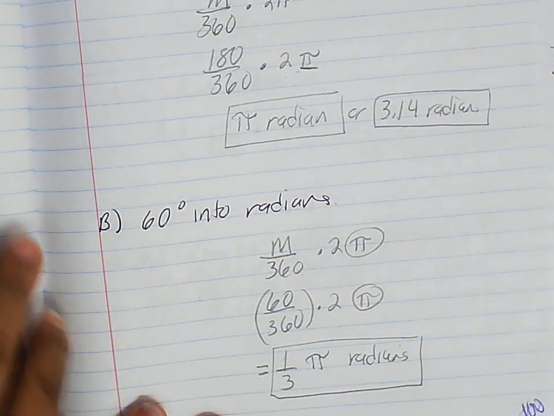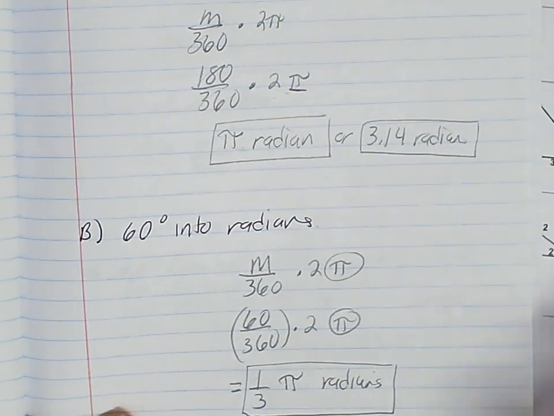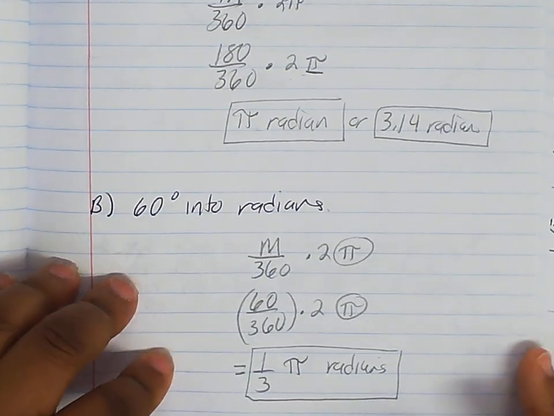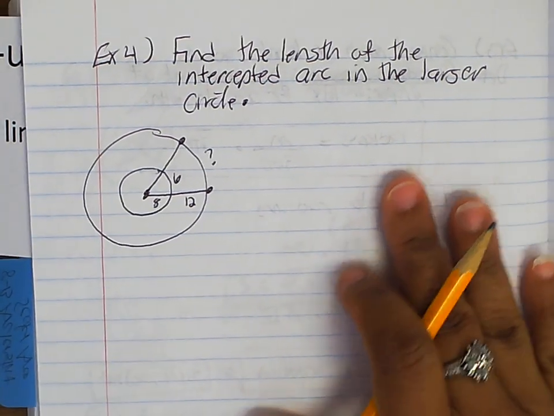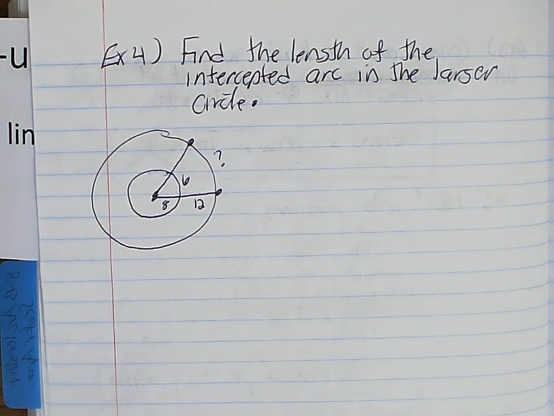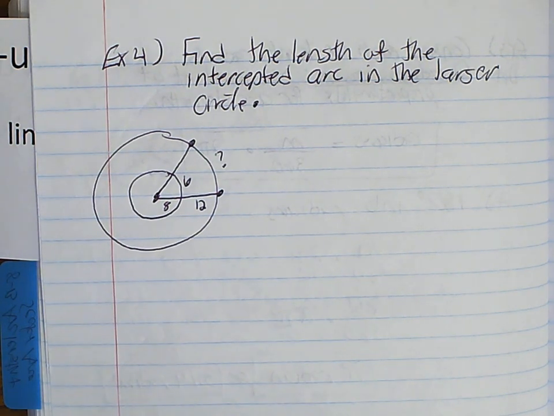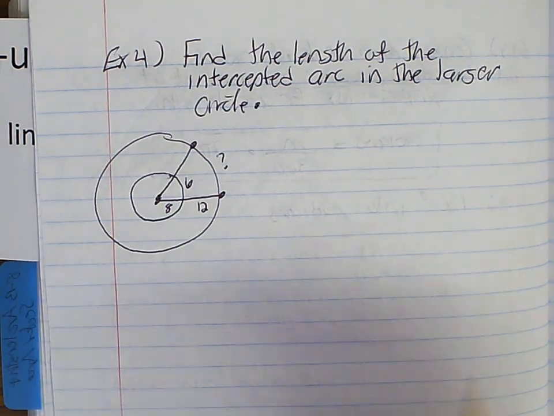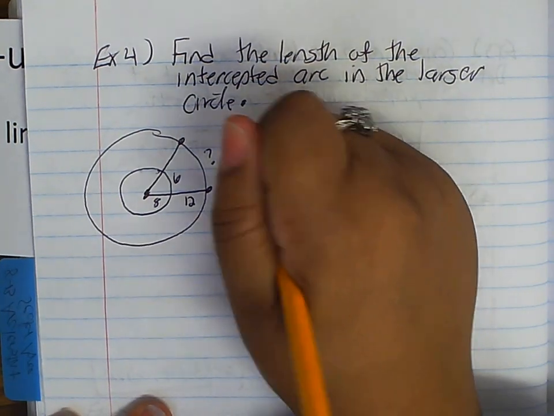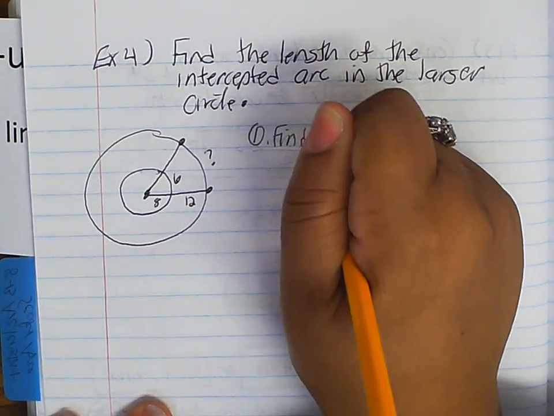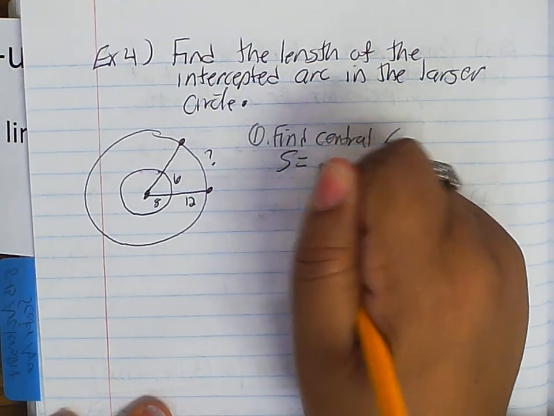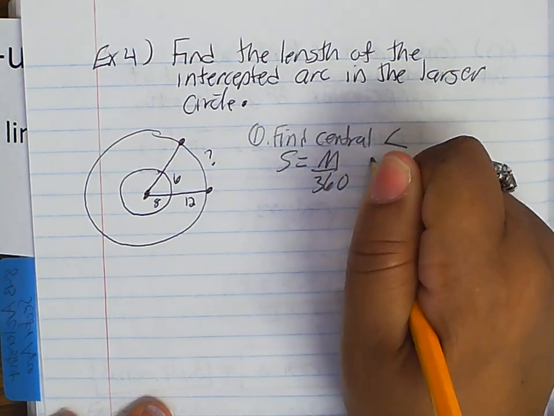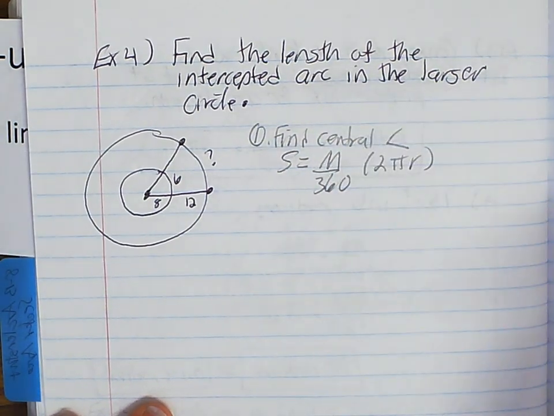Okay? We're going to do one more example, guys, and then we're done. Sorry, that's a little crooked. Let's straighten that up for you. Okay, so again, example 4. Find the length of the intersected arc in the larger circle. Okay, so the first thing we're going to want to do is find the central angle. Okay? So our formula is S equals m over 360 times 2 pi r.